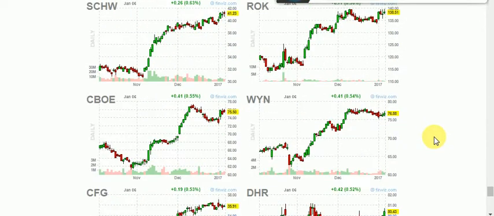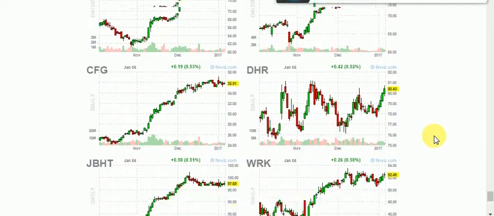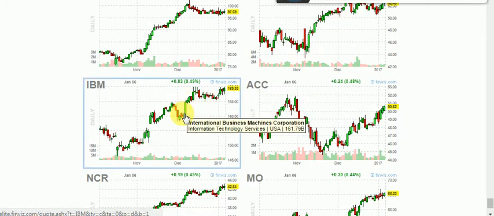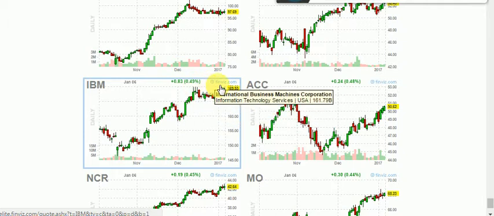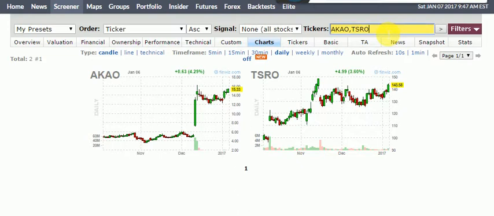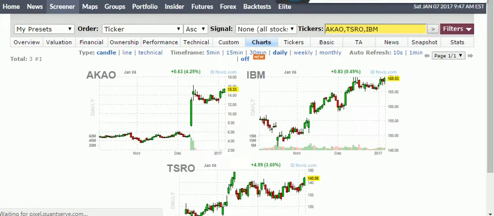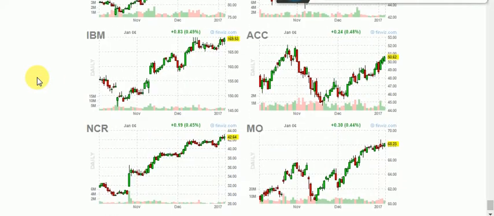Don't really see anything too catchy. This IBM looks okay, but consolidated between 165 to 170. Chances are it might break this 170 level. So let me put this on here. IBM Bluebird. Let's see. So there's only 2 pages on it. Right.